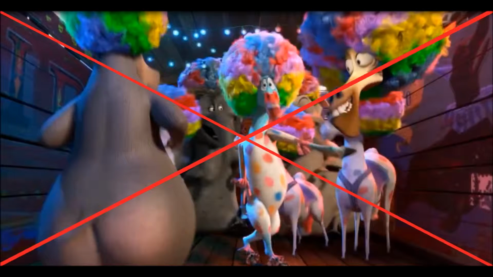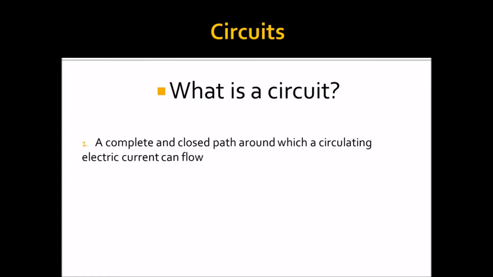Come on, I said circuits, not circus. Come on. What is a circuit? Well, a circuit is a complete and closed path around which a circulating electric current can flow. It provides electricity to all your appliances in your house and, well, this video.